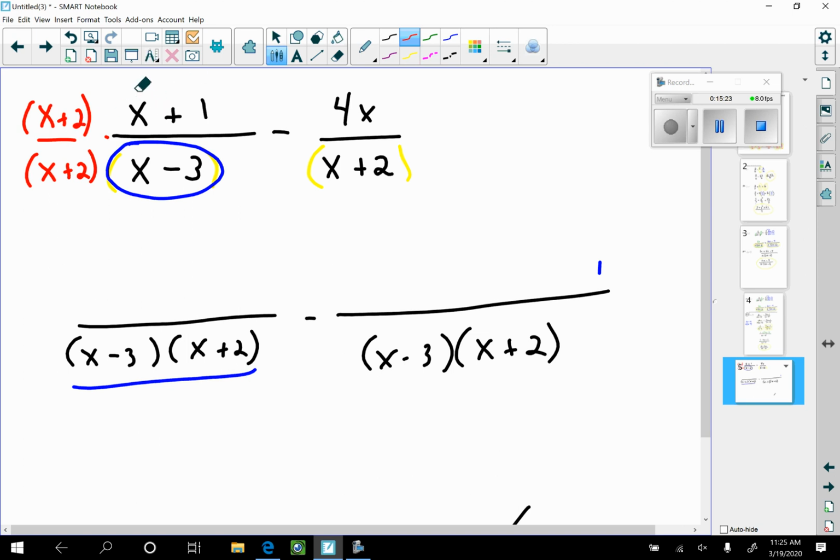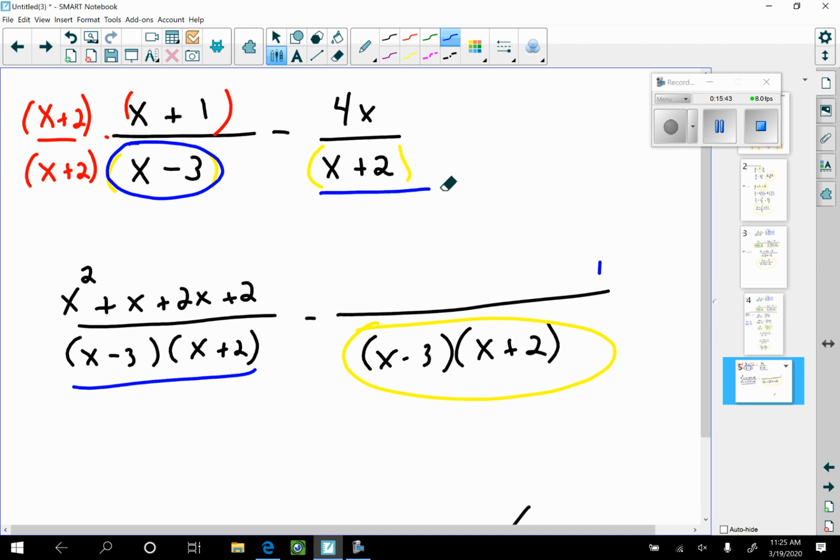So what is x plus 2 times x plus 1? That guy is going to be x squared plus x plus 2x plus 2. Now I have to think about, what does this guy have that this guy doesn't? You're right, x minus 3. So I have to multiply this dude by x minus 3 over x minus 3. If you need to pause the video, go ahead. This is the last example here.